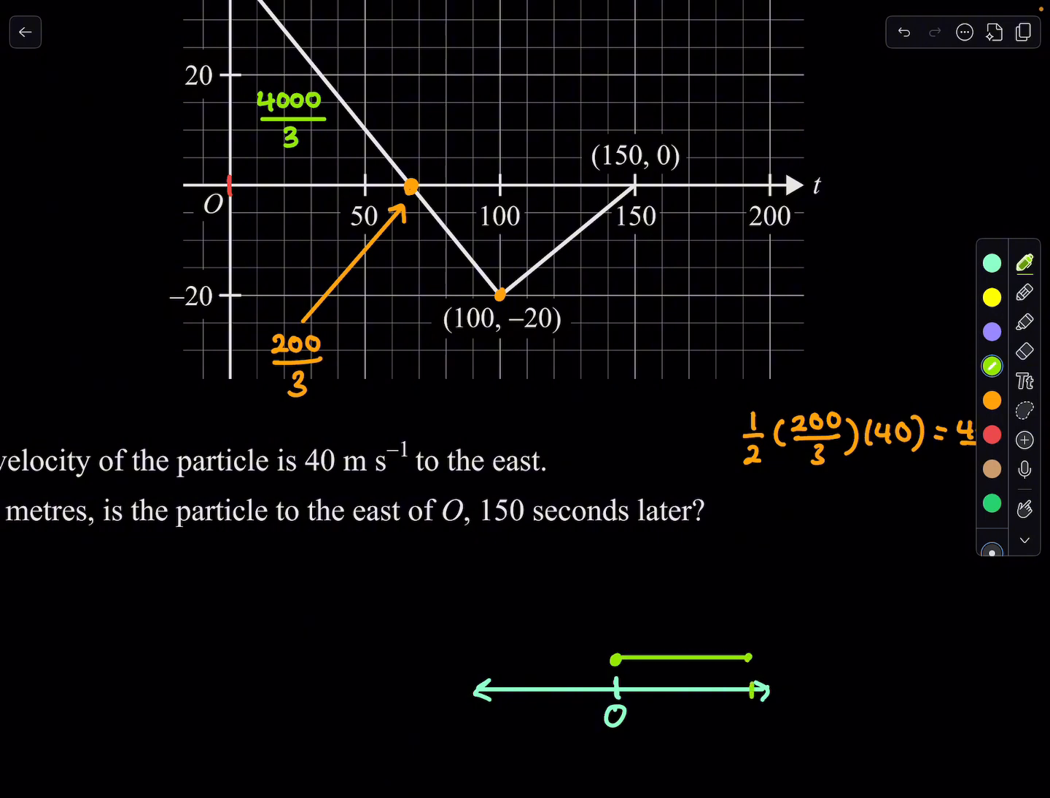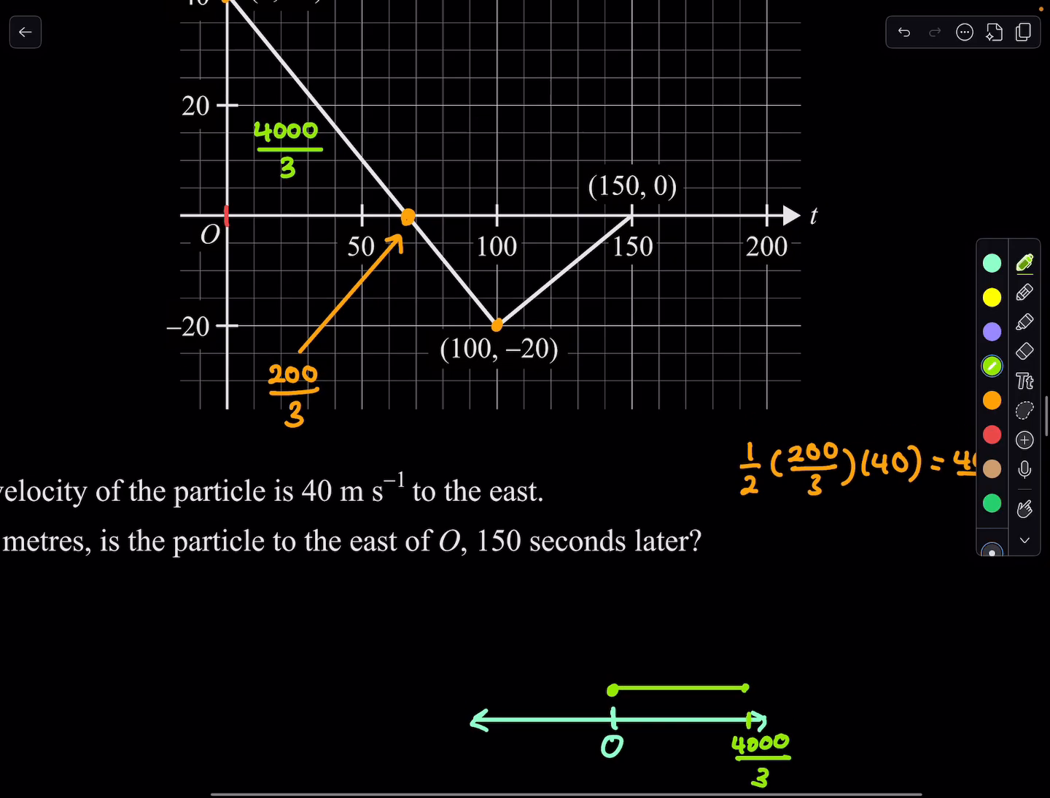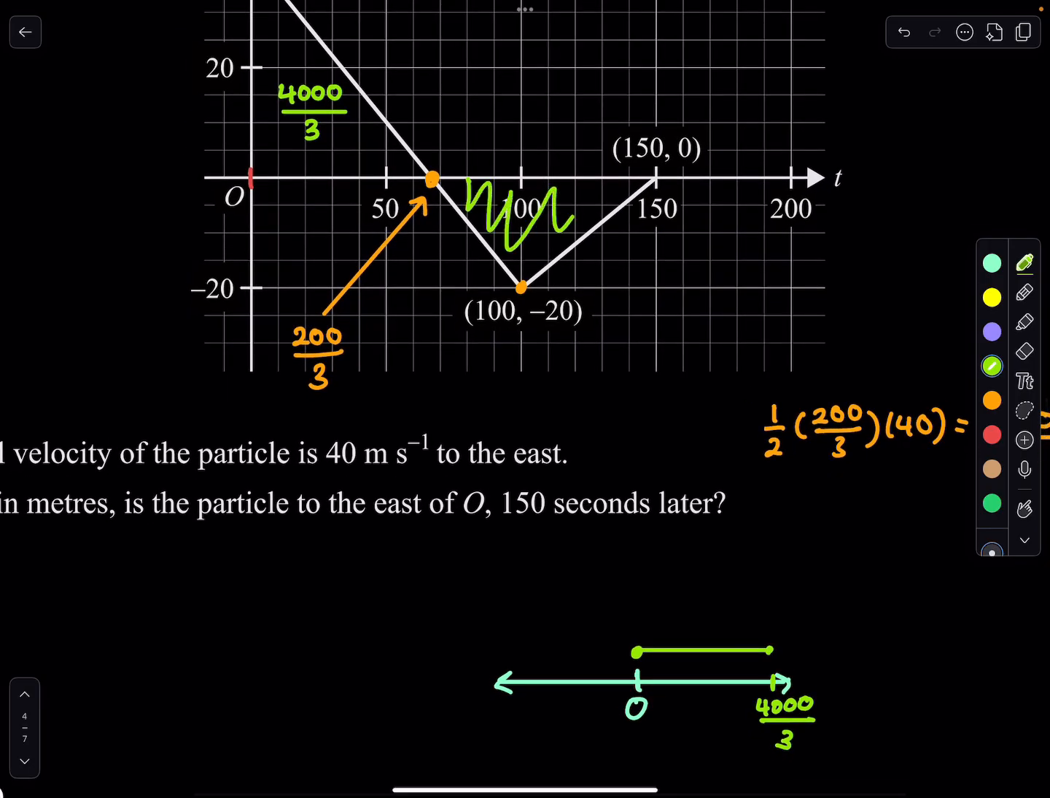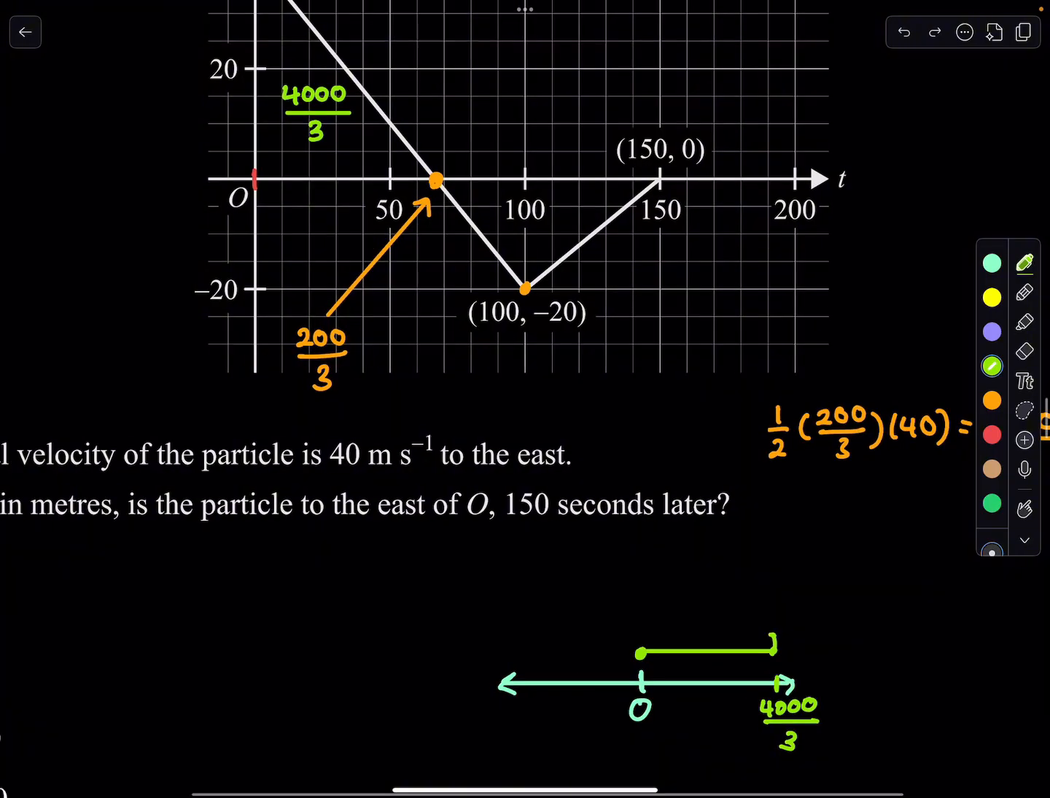So let's say this distance over here is 4,000 over 3. It means it went that much to the right. And then as we can see, afterwards this is negative area, so it means it's changed direction. Imagine it's changed direction like this. It's probably going to go to the left. And how much did it go to the left? That's what we're going to have to check out.